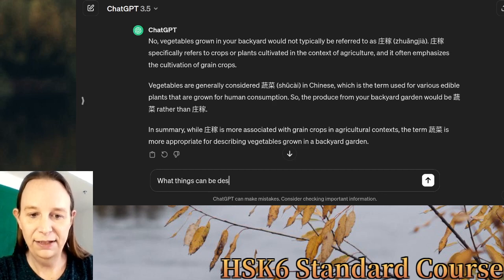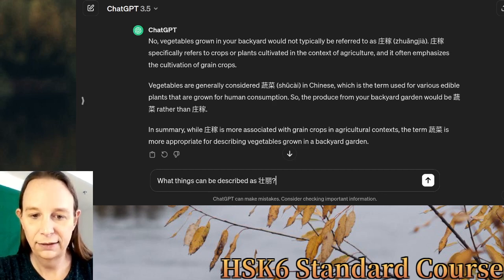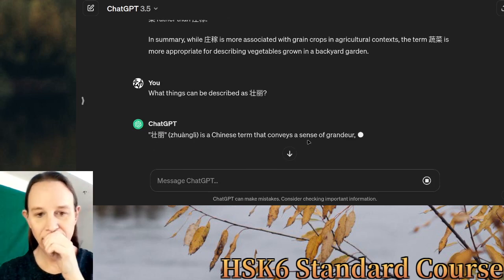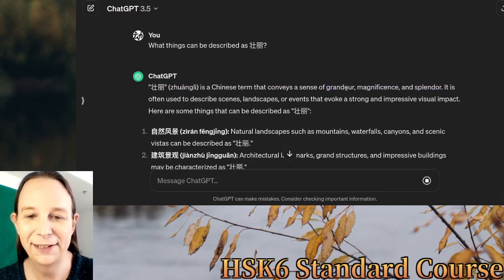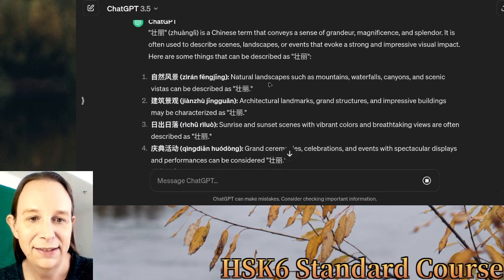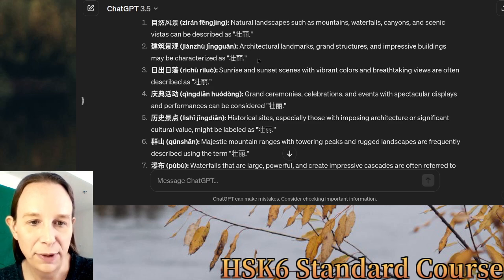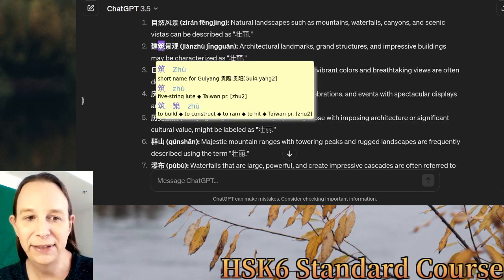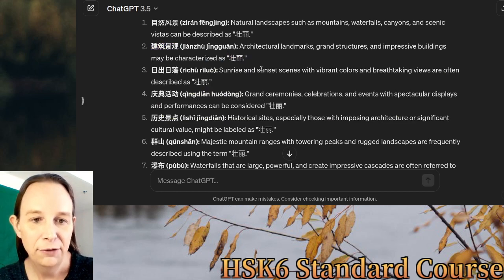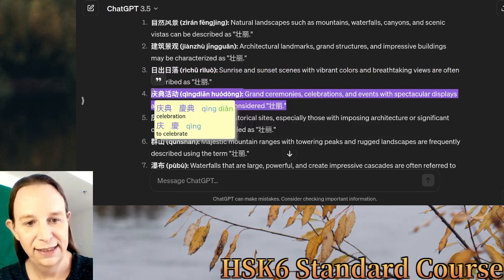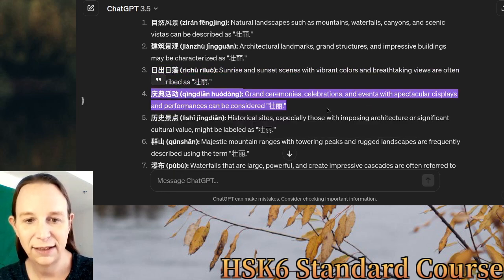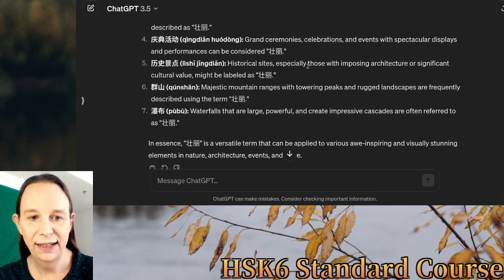What things can be described as 壮丽? Grandeur, magnificence, splendor. Yeah, they're all just fancy words for good. 自然风景, 建筑景观. No, 景观. So buildings and scenery, architecture, scenery. 日出日落, sunset, sunrise. 庆典活动. Okay, grand ceremonies. 历史景点. Historical sites.